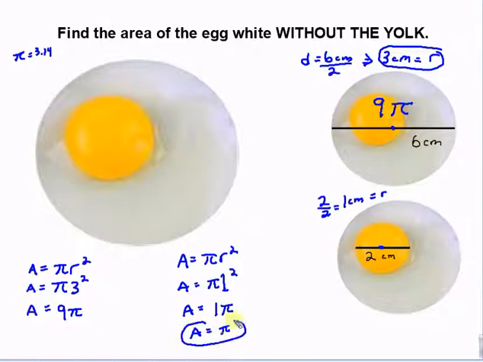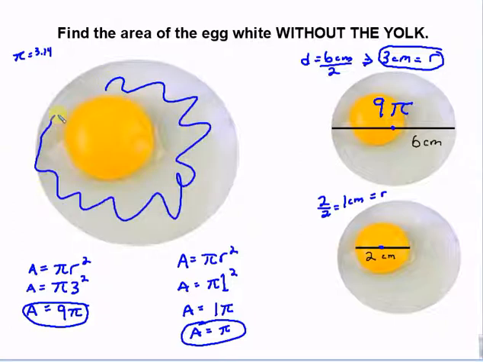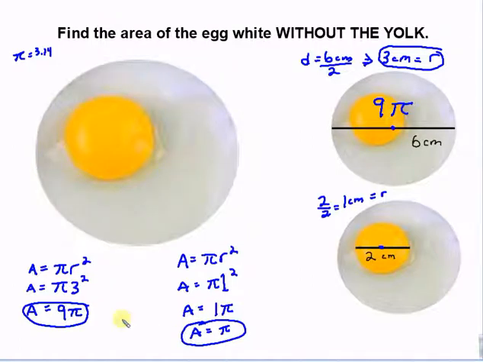So now this is the area of the yolk, and this is the area of the whole egg, including both the white and the yolk. We just want, again, this area right in here. We just want the white itself. So what we'll do is subtract the yolk from the entire area. Here we have our entire thing, the whole egg, and here we have just the yolk, and we'll subtract the yolk from the whole egg.